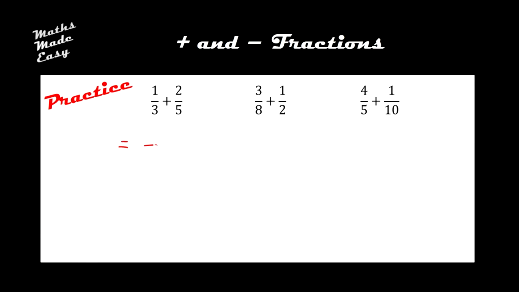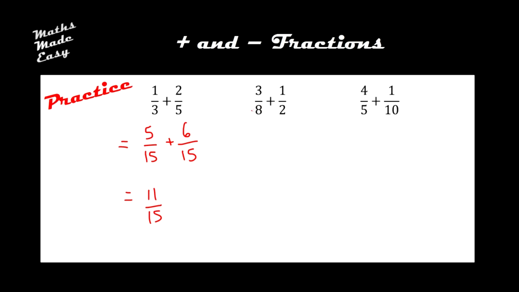So for this first one, I would go for out of 15, and 3 times 5 is 15, so I do 1 times 5. And on this one, 5 times 3 is 15, so I do 2 times 3, which is 6, and that leaves me with 11 out of 15.